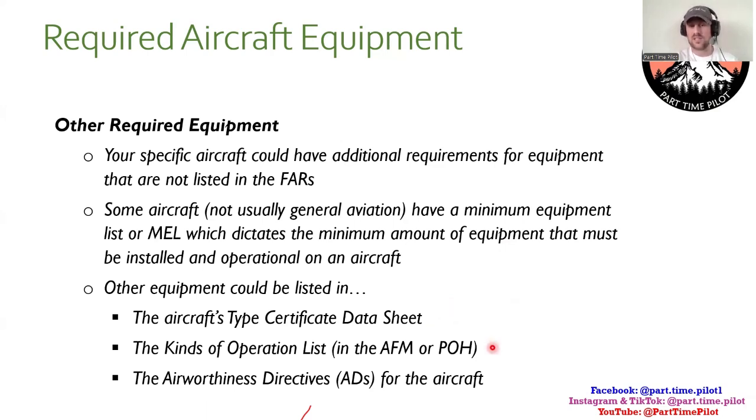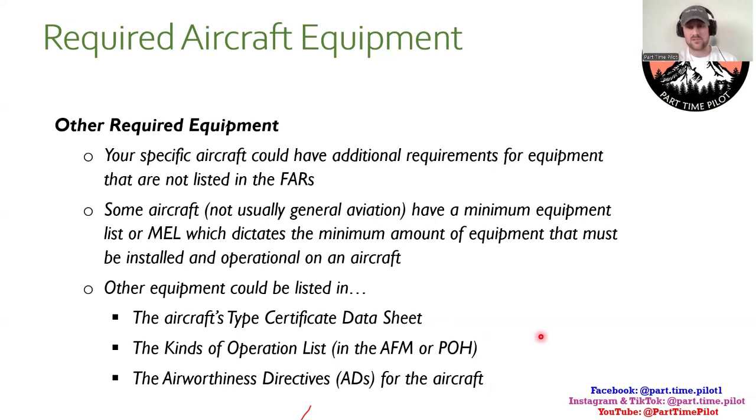A kinds of operation list. This is in the approved flight manual or POH. It might say, for example, if you want to fly above 8,000 feet MSL, that you also have to have, I don't know what it would be, additional equipment. Or let's say the kinds of operation list says during slow flight, you have to have an angle of attack indicator or something like that. It would list the kind of operation. So not every type of flight, but for a specific type of flight, you have to have a specific piece of equipment. That would be in the AFM or POH.